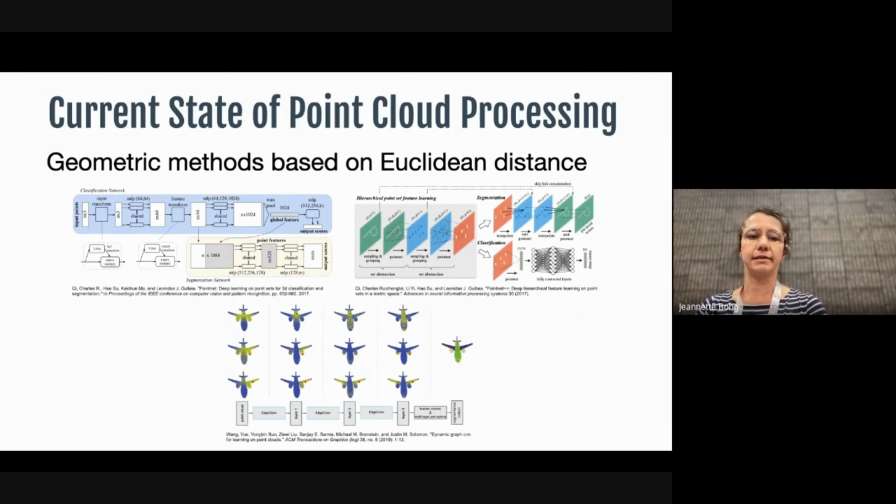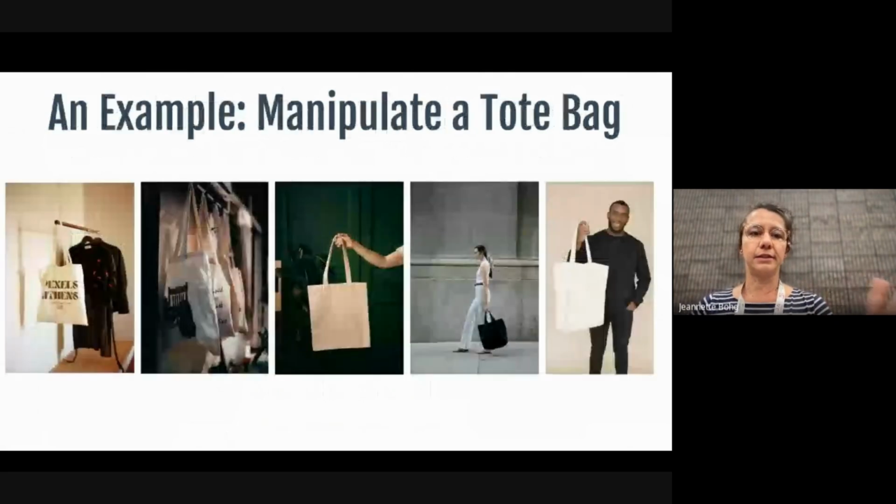And the question is, how could these be made to work for deformable objects, or do they work for deformable objects that actually undergo these continuous non-rigid transformations that disrupt the local Euclidean relationship that is actually static for rigid objects, right? And so let's just look at an example.